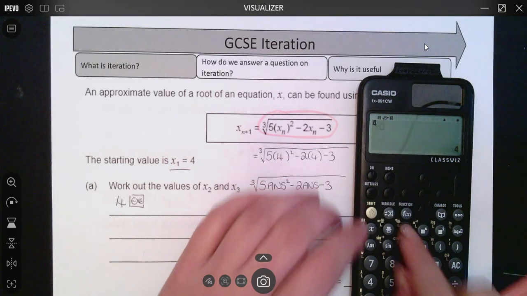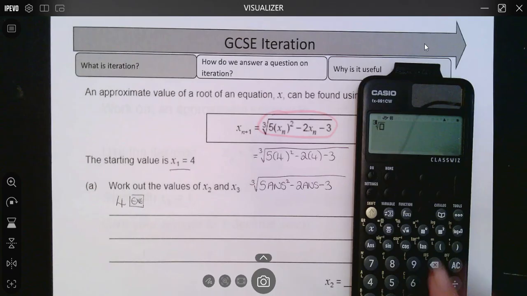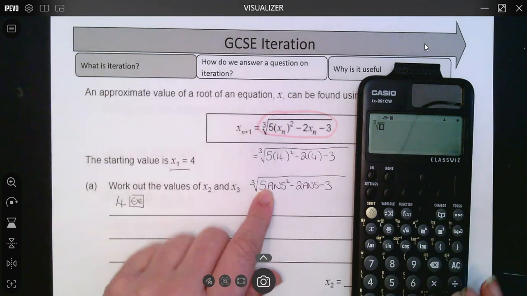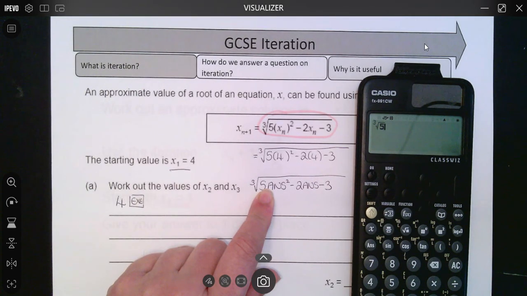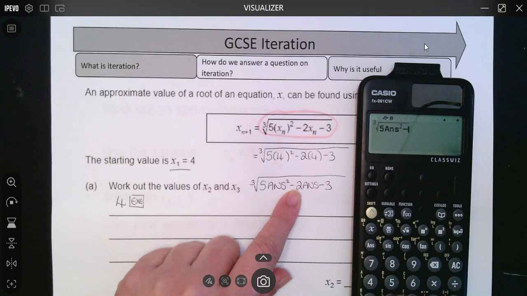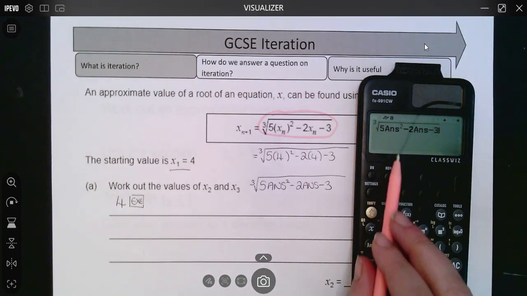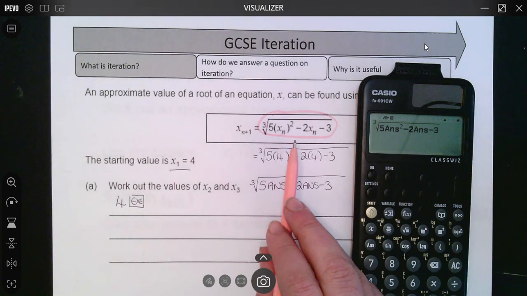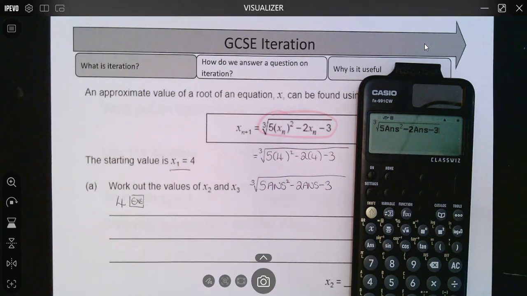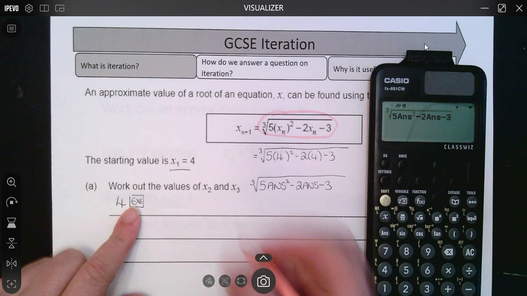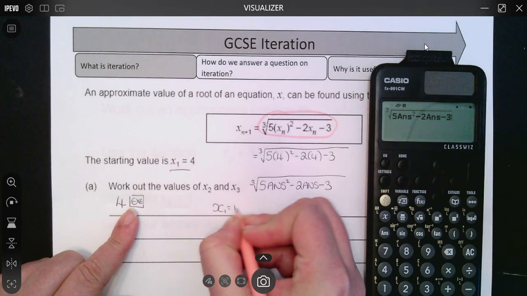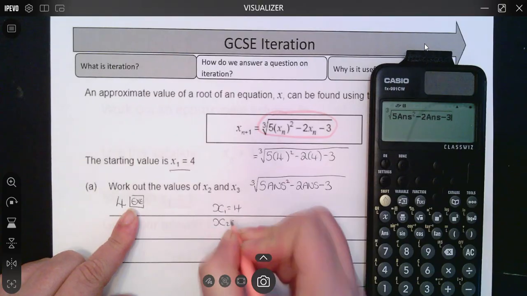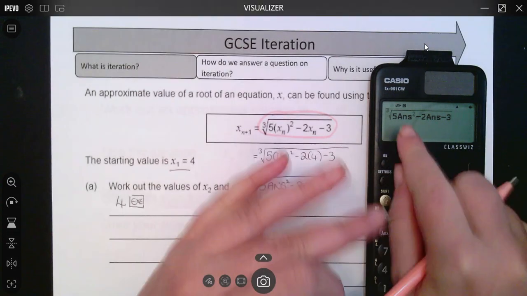So we have the cube root of 5 answer squared minus 2 times the answer minus 3. Notice this looks just like the equation, except I've used the answer button instead of the x. So to get x2, we have x1. All I need to do is press the equal sign, because I entered the 4 and it is going to go in each position.